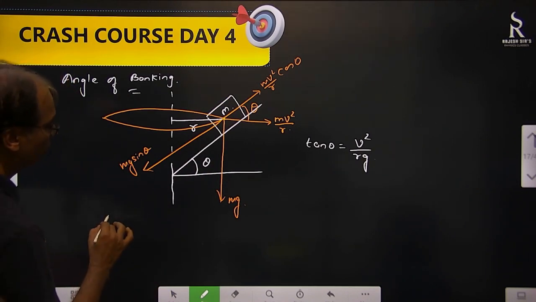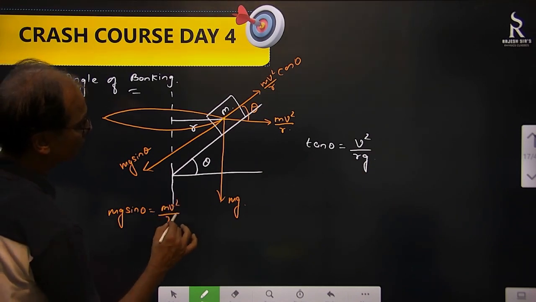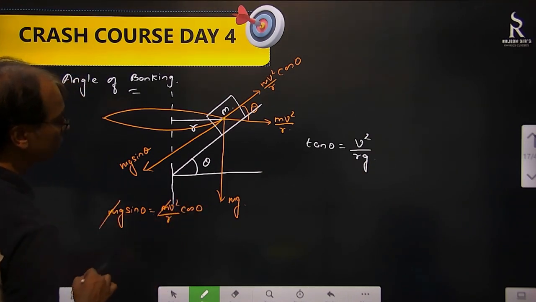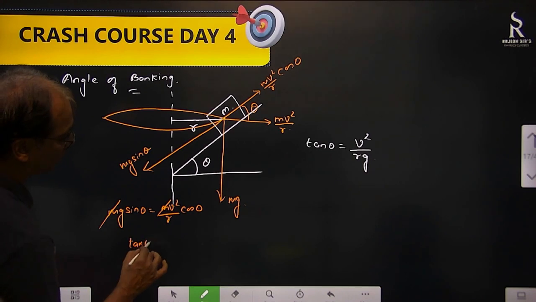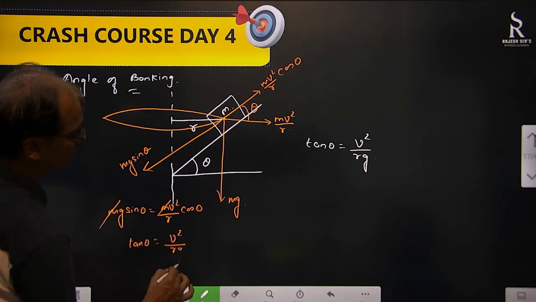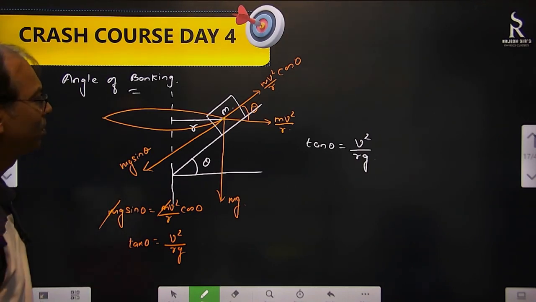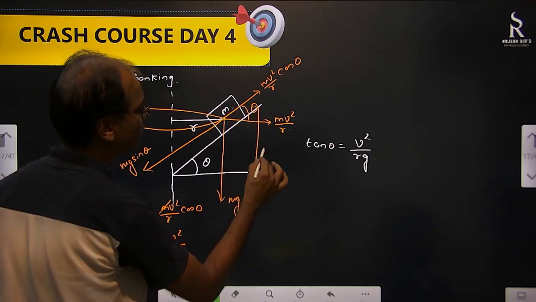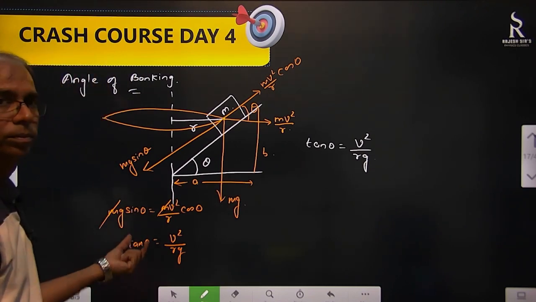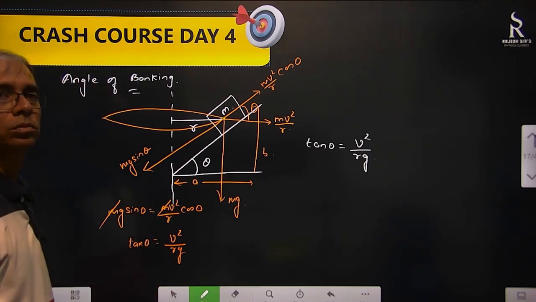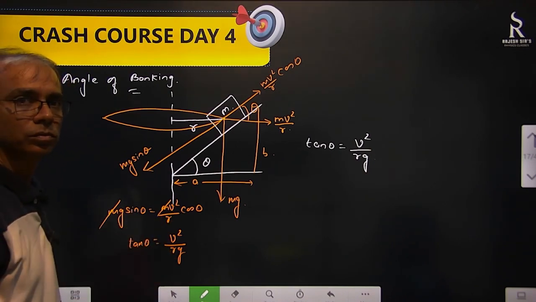Okay, so mg sin theta equals mv square by r cos theta. This is cancelled. Sin theta by cos theta, and g goes there. So tan theta equals v square by rg. Remember that. Sometimes they will not give you this theta, they will say that this is B and this is A. But okay, no problem. Tan theta is B by A, we'll write B by A, and we'll get the R value. Sometimes they ask you the R value. B by A equals v square by rg, get the R value. Okay.